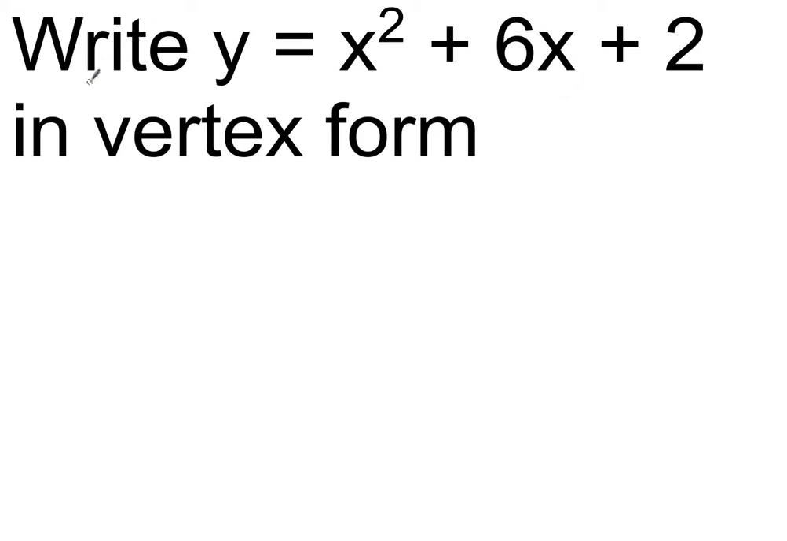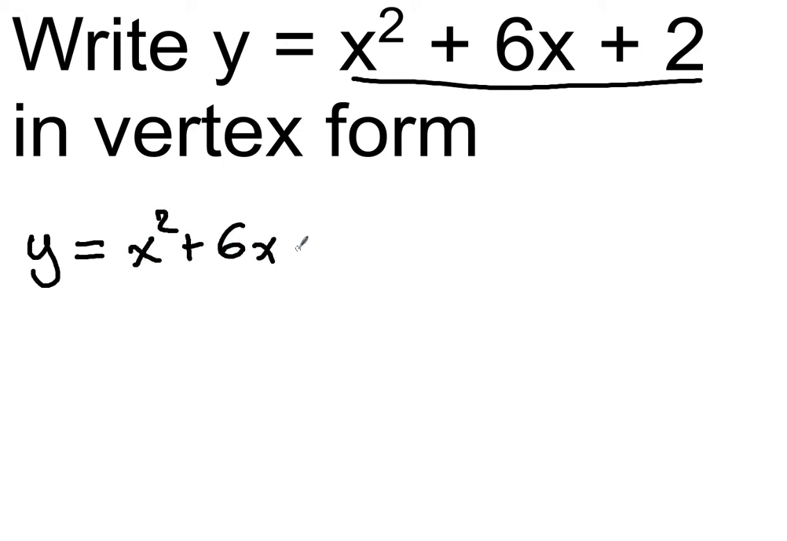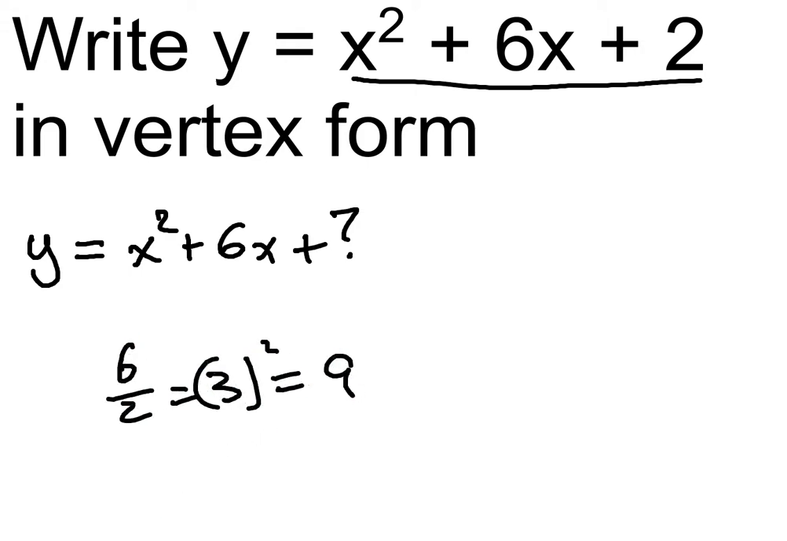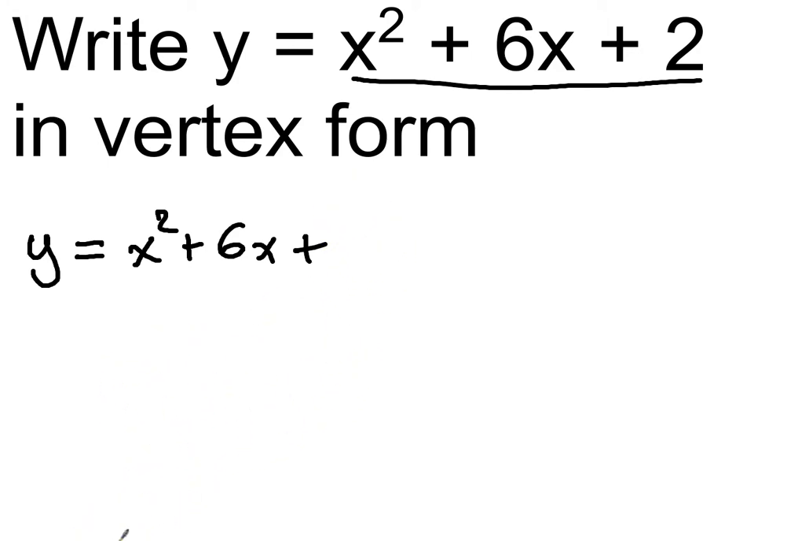Okay, the last type of problem is rewriting this type of problem in vertex form. Right now it's in standard form, and we're going to rewrite it in vertex form. So what we're going to do is just focus on these first 2 terms. If this was going to be a perfect square trinomial, what would need to be right here? Well, it's b divided by 2, 6 divided by 2, squared is equal to 9. So that's what I want to go where the question mark is. So I wish that we had a 9 right here. If we had a 9 right here, I could complete the square.